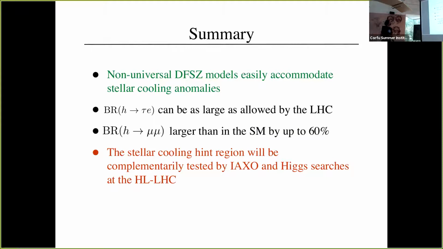So just to summarize, in non-universal DFSZ models, it is easy to accommodate stellar cooling anomalies. And I haven't said much about the axion, but the take-home message here is that the cooling hint region can be probed by axion helioscopes and at the same time by the Higgs searches at the high-luminosity LHC. Thank you, and sorry for going over.